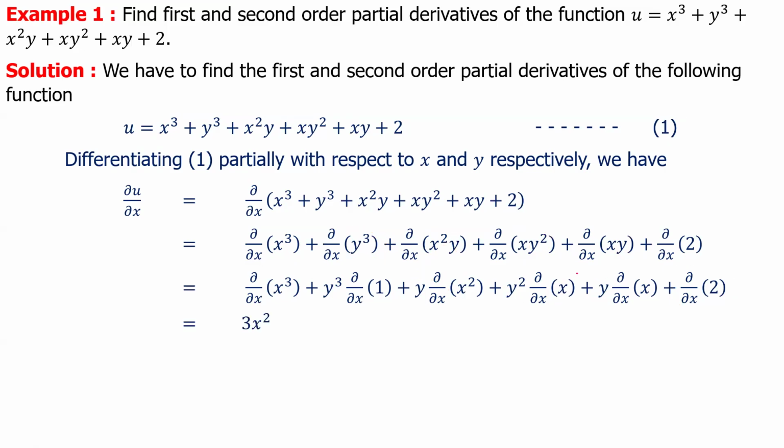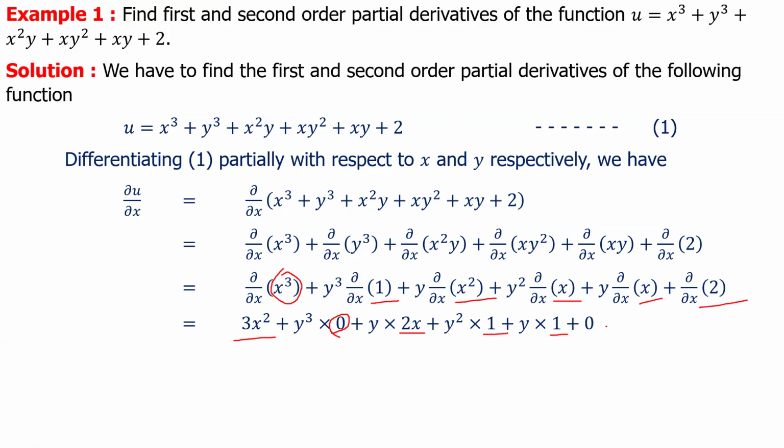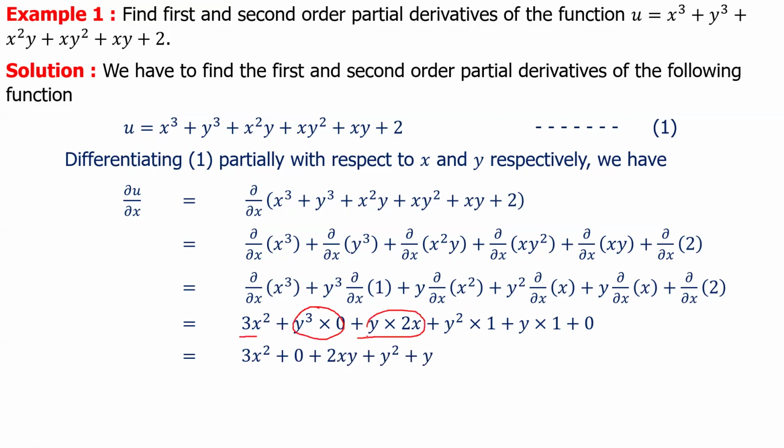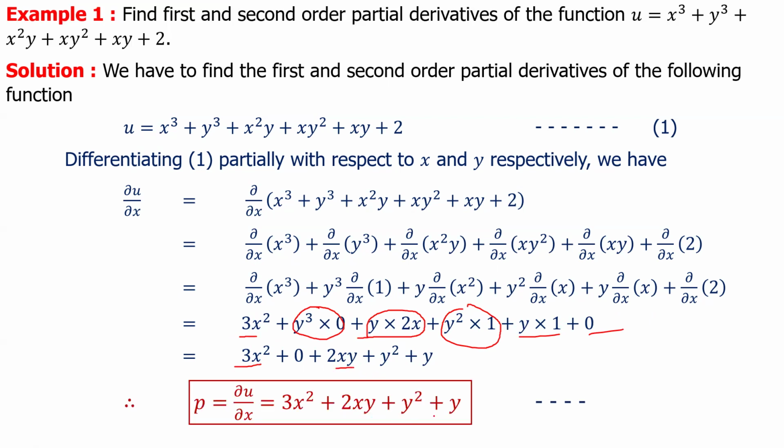Now, what is the derivative of x cube? The derivative of x cube is nothing but 3x square. Derivative of 1 with respect to x is 0. Derivative of x square is 2x. Derivative of x is 1. Derivative of x is 1. And derivative of 2 is 0. Let us simplify this. 3x square, y cube into 0 is 0. This y into 2x is 2xy, plus y square, plus y, plus 0. So 3x square plus 2xy plus y square plus y.